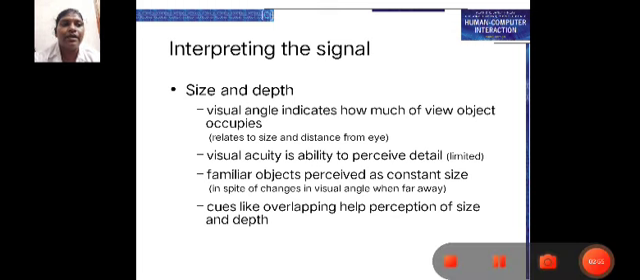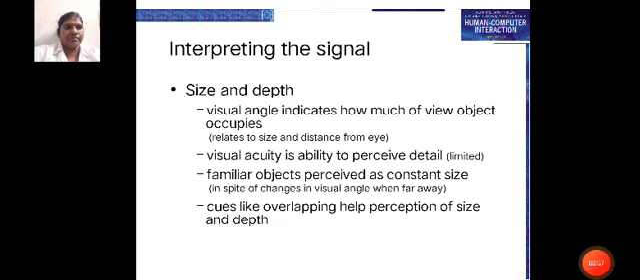So, while interpreting the signal, size and depth matter. Visual angle indicates how much of the view an object occupies, which relates to size and different distance from the eye. Visual acuity is the ability to perceive detail, which is always limited. We also know that familiar objects are perceived as constant sizes in spite of changes in visual angle when we are far away, so cues like overlapping help perception of size and depth.